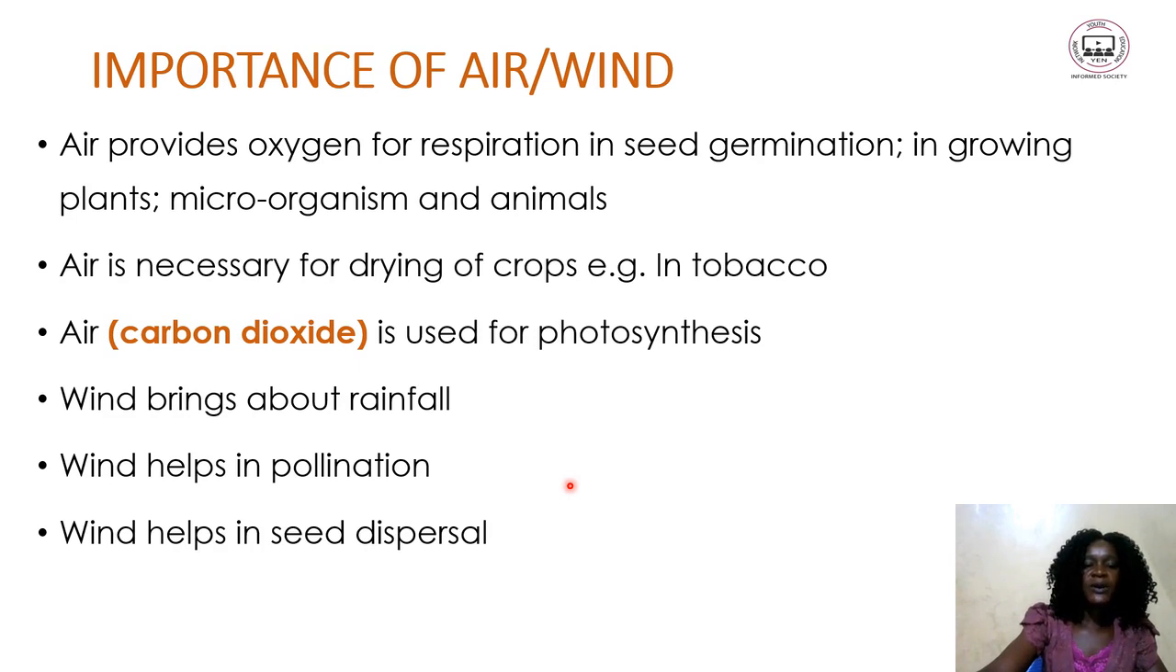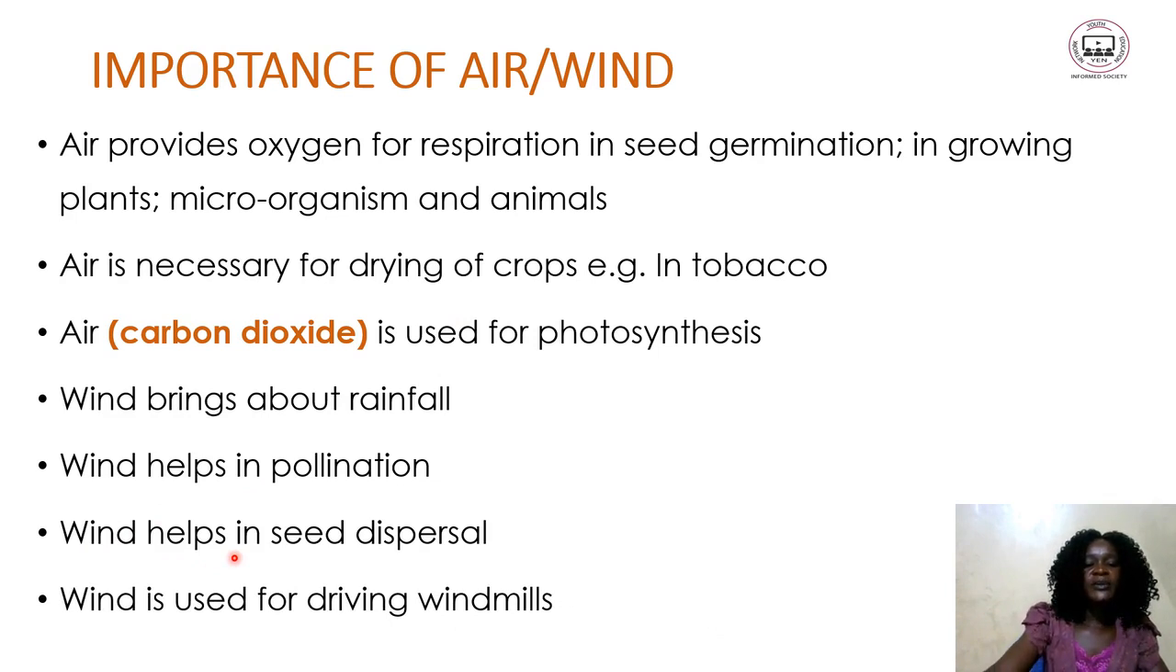And wind can also help in seed dispersal. In order for the plants to multiply, this seed dispersal is vital as well. So in order for those seeds to be dispersed everywhere, wind is the one which will help. And lastly, wind can also be used in driving windmills. There are some of the mills which are driven by wind, so we call them windmills. These windmills will be generating electricity.